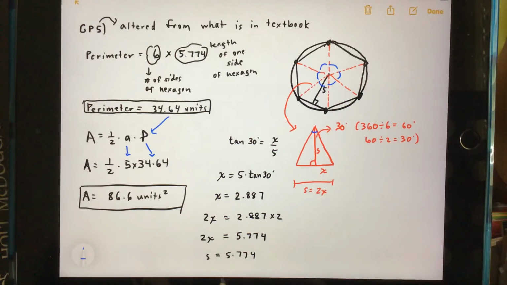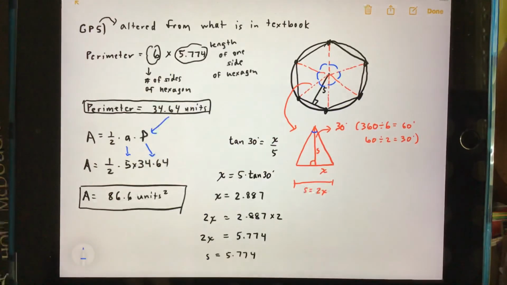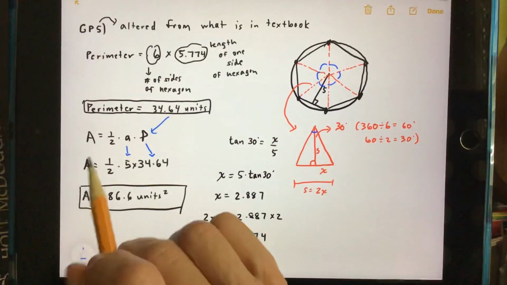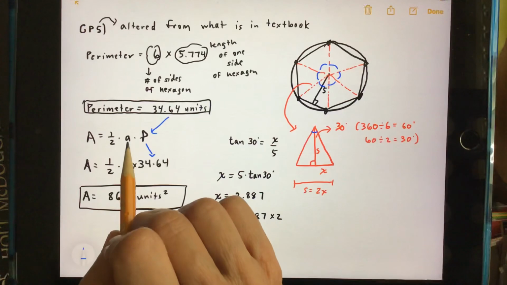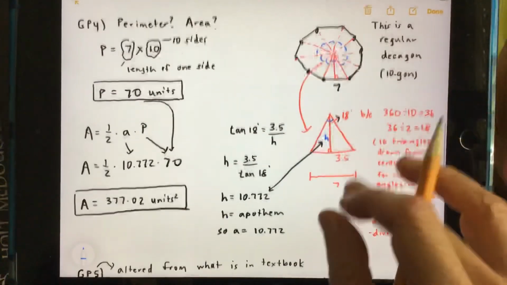Now I know the length of one of my sides, 5.774, 6 times. That's going to give me my perimeter. And then I'll round off to the nearest hundredth. So that's 34.64 units. So I have my perimeter. All right, my area: 1/2 times the apothem, which we're given this time, times the perimeter that we already figured out. So 1/2 times my apothem, which is 5, times 34.64 gives me an area for this hexagon of 86.6 units squared.